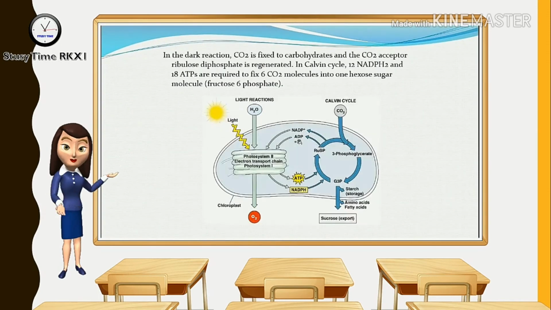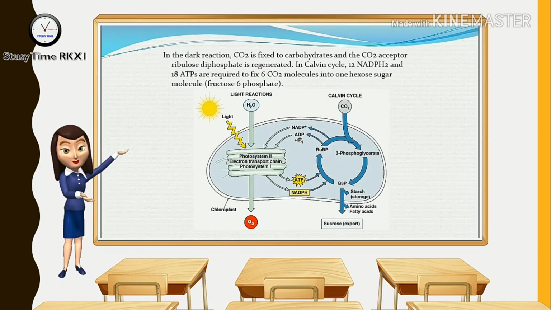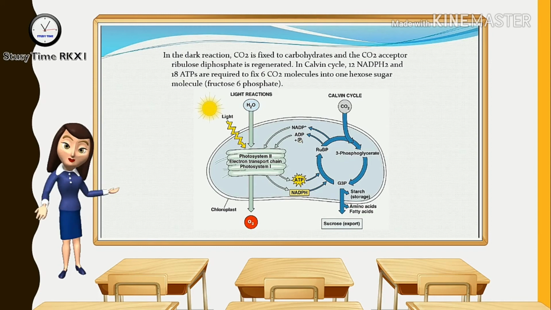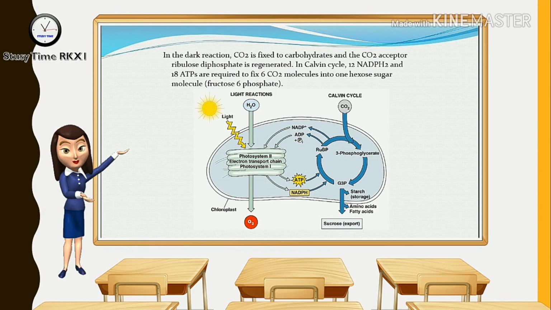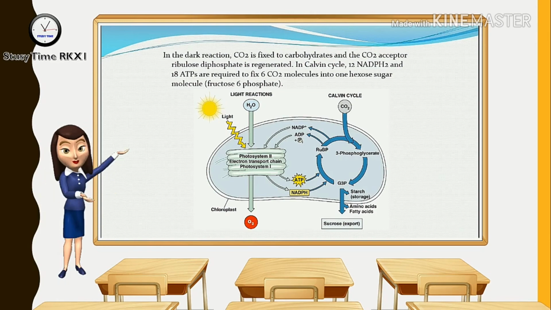In the dark reaction, CO2 is fixed into carbohydrates and the CO2 acceptor, ribulose diphosphate, is regenerated. In the Calvin cycle, 12 NADPH2 and 18 ATPs are required to fix 6 CO2 molecules into 1 hexose sugar molecule, fructose 6-phosphate.